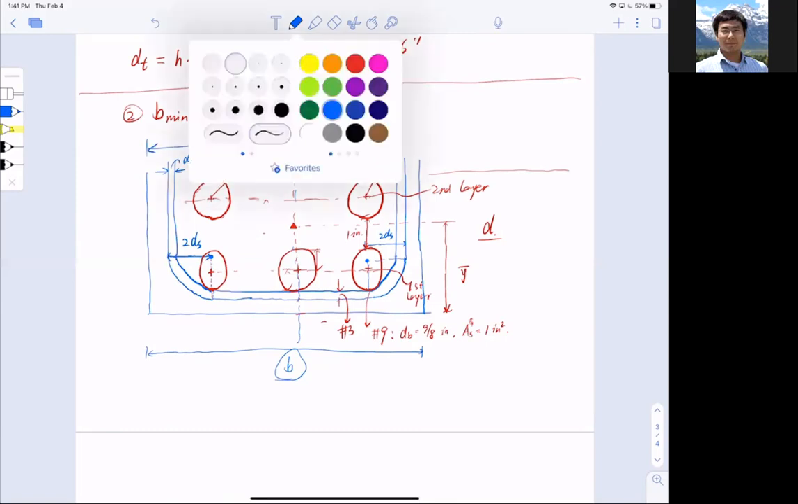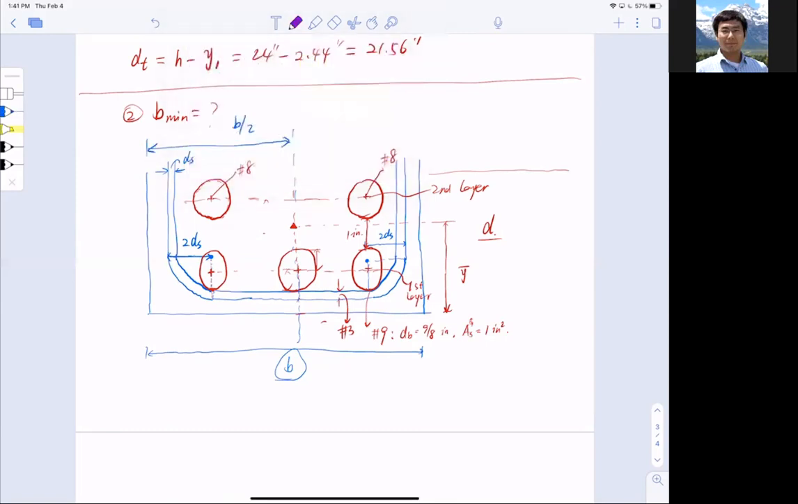So how to do that? Let's trace it. To make it clear, I'm going to use purple color to trace the distance. All I need to find out is, from the left end to the right end, what is the half of the width. So let's start. First thing first, this is the concrete cover, cc, clear cover, which is 1.5. And I have now the diameter of the stirrups, ds.